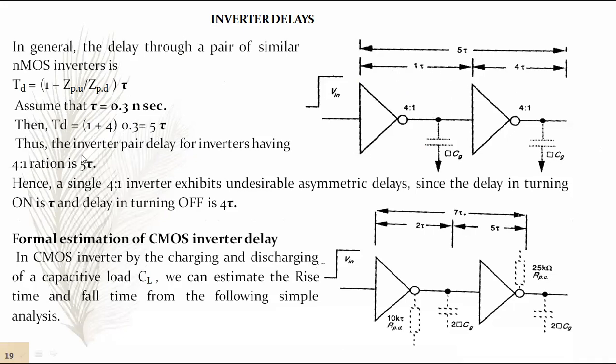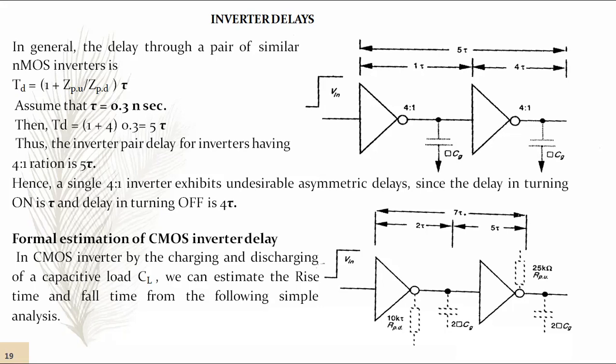Thus inverter pair delay for an inverting inverter having a 4:1 ratio is 5 tau. Hence the single 4:1 inverter exhibits an understandable asymmetric delay, since the delay in turning on is 1 tau, and the delay in turning off is 4 tau. On time period is 1 tau, off time period is 4 tau. 4 tau is offered by the depletion device, 1 tau offered by the enhancement mode device.